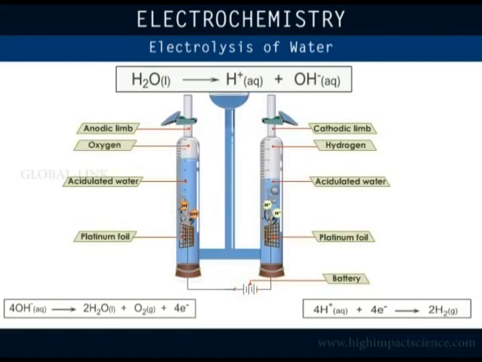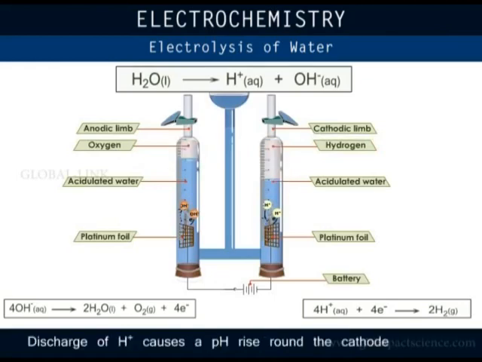Notice that for every 4 electrons transferred, 1 volume of oxygen and 2 volumes of hydrogen are produced. That is why the amount of hydrogen is always twice that of oxygen at any point in time.